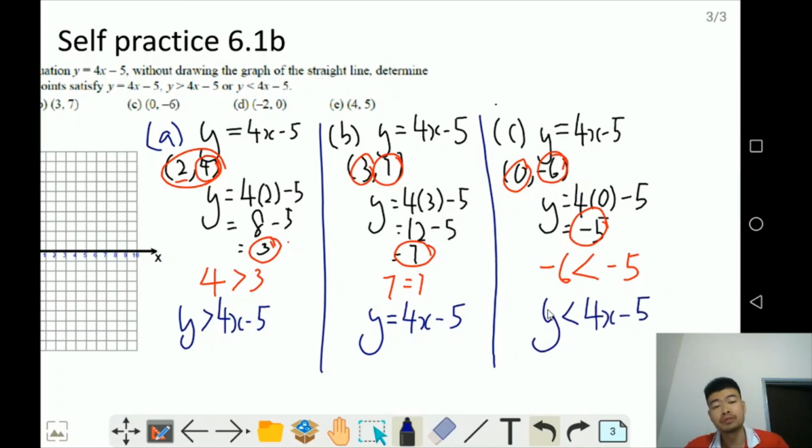Alright. So this is how you do it without using the graph, to determine which equation or inequality it satisfies. So watch the video again if you do not understand. Ask the question in the Google Classroom. If you still cannot understand, reply to me in the Google Classroom. I can dedicate the time in the live lesson to explain.